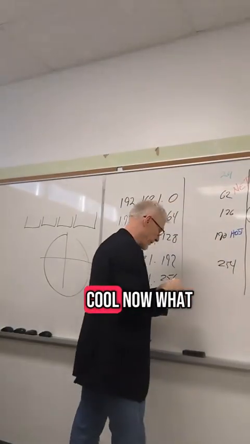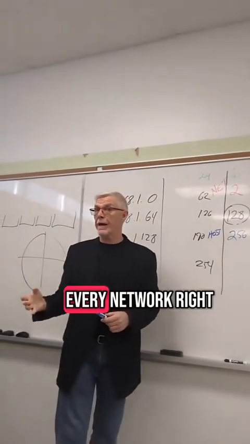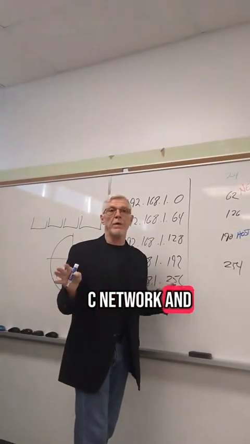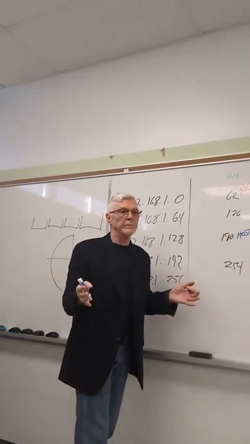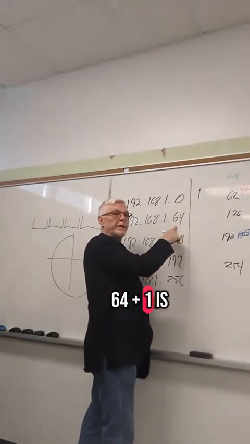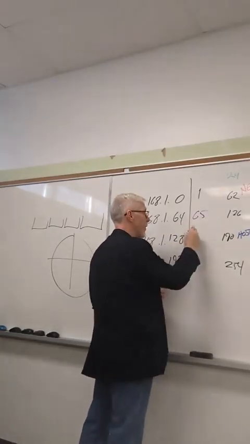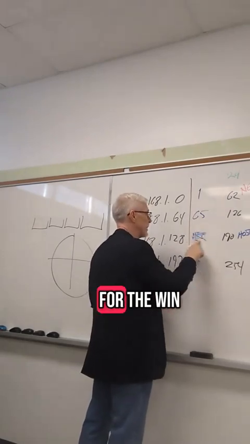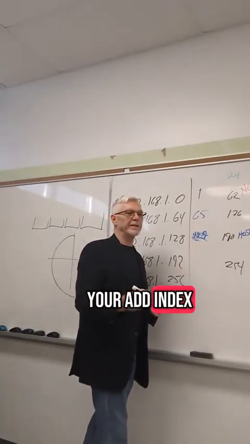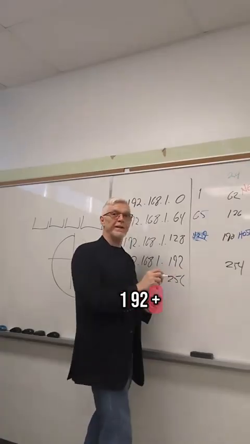62. That's cool. Now what I need to know is the first IP on every network, right? If I take the network ID, just like I did before, if it was a Class C network and I wasn't doing everything, what is the first IP available? 1, right? Well, network ID 64 plus 1 is? 65. 128 plus 1 is? 129. Whoops, dyslexia for the win. 129. It's fun doing math when you're ADD and dyslexic. Things get strange, so that's why I can't work for NASA. So, 192 plus 1?